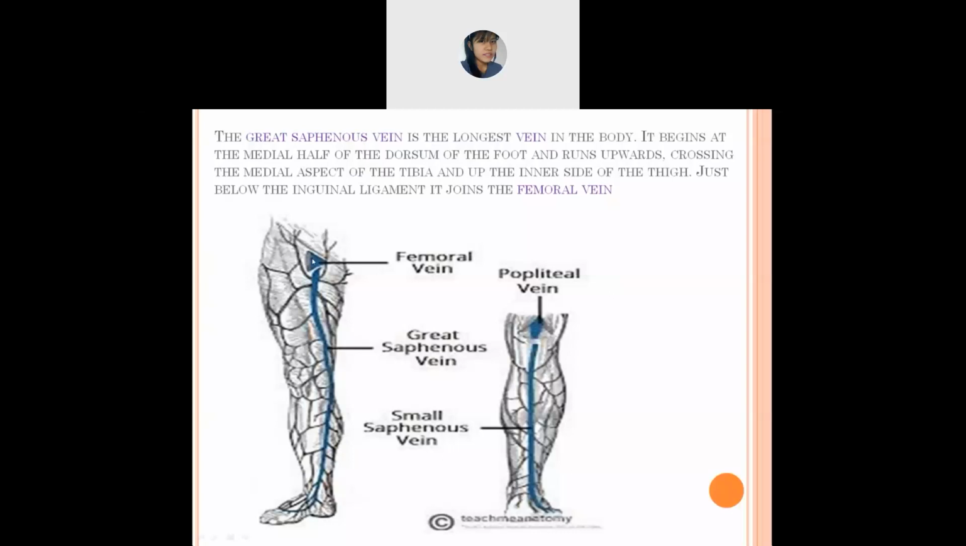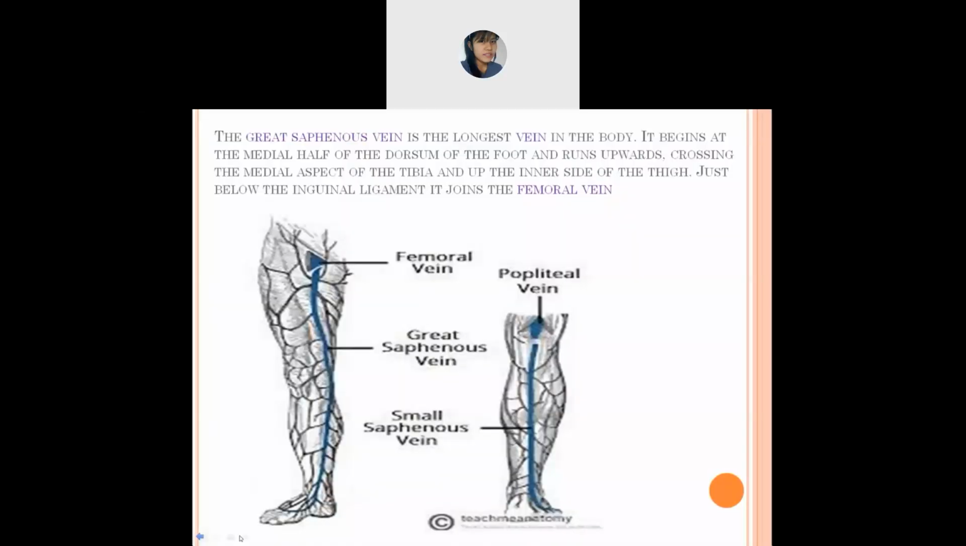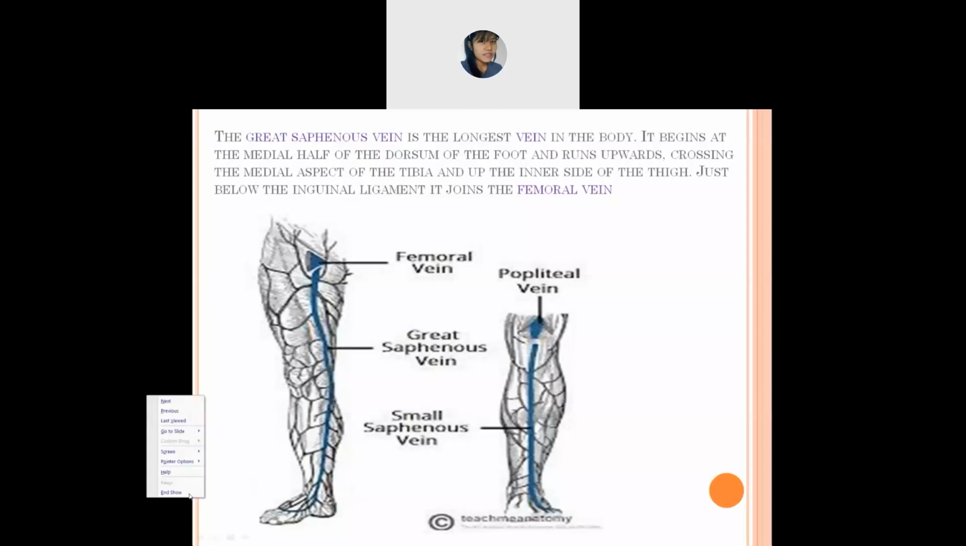Are you clear? Okay. So that was about the veins and arteries in the lower limb vessels. I hope everyone is clear.